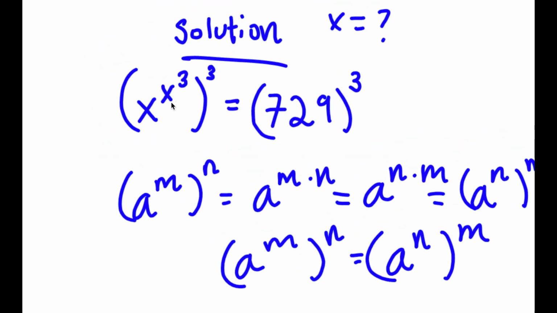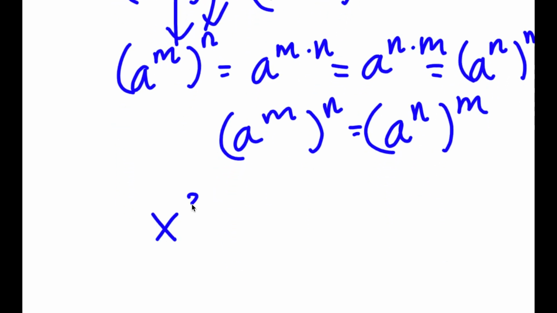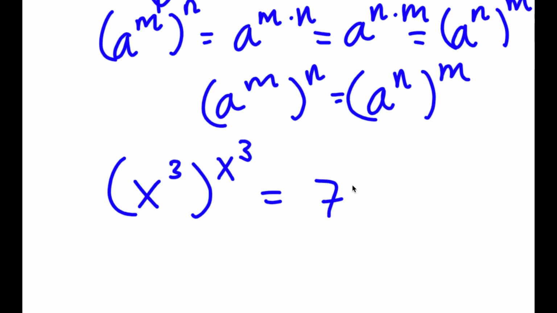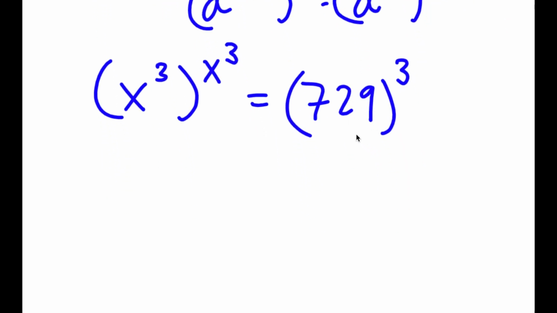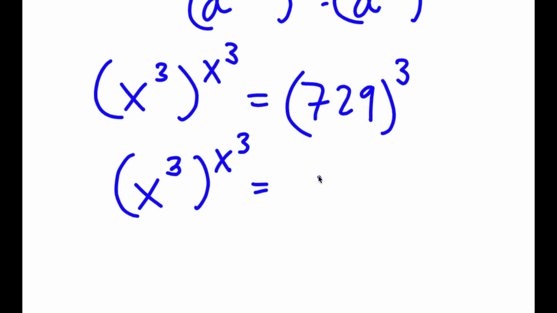So right here we have x to the power of x to the power of 3 to the power of 3, and we can think of x to the power of 3 as m and 3 as n. So this is the same thing as x to the power of 3 to the power of x to the power of 3. And this is equal to 729 to the power of 3. Now, 729 is the same thing as 9 to the power of 3. So now I have x to the power of 3 to the power of x to the power of 3 is equal to 9 to the power of 3 to the power of 3.